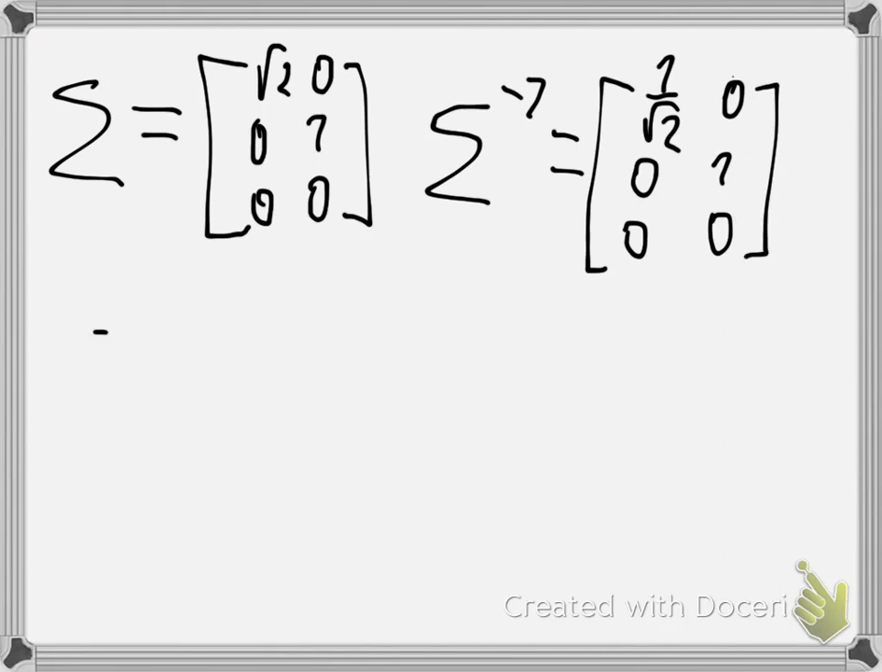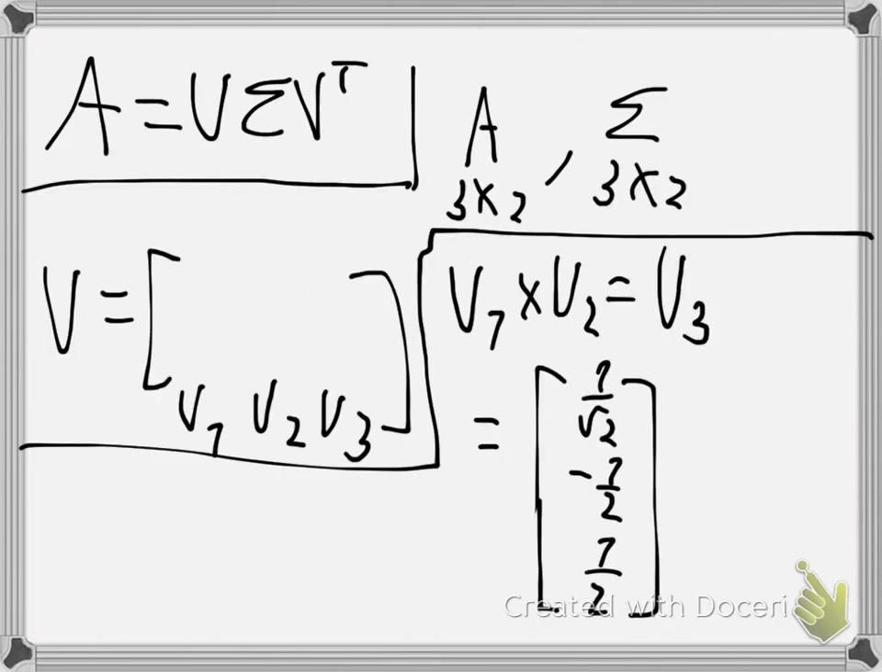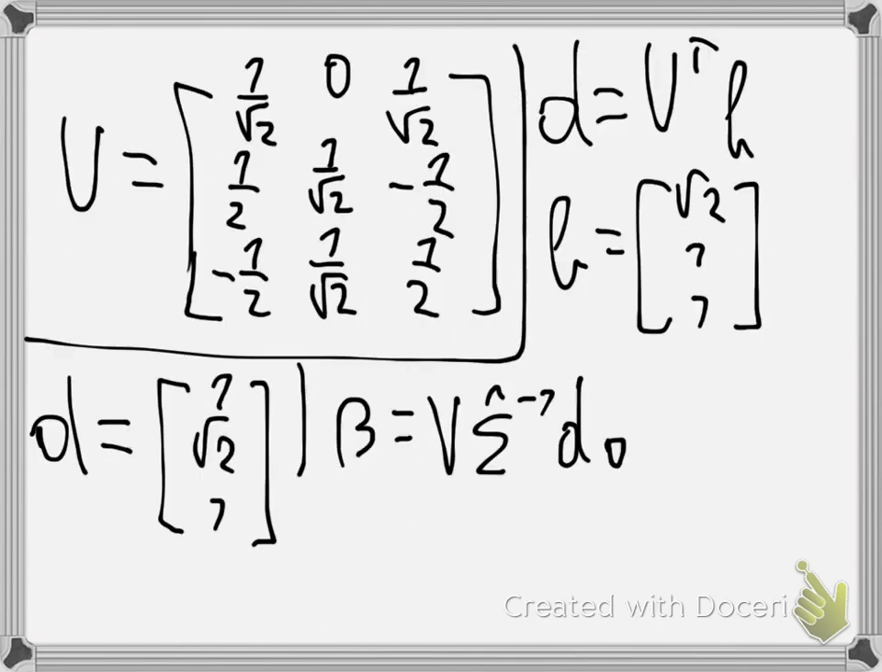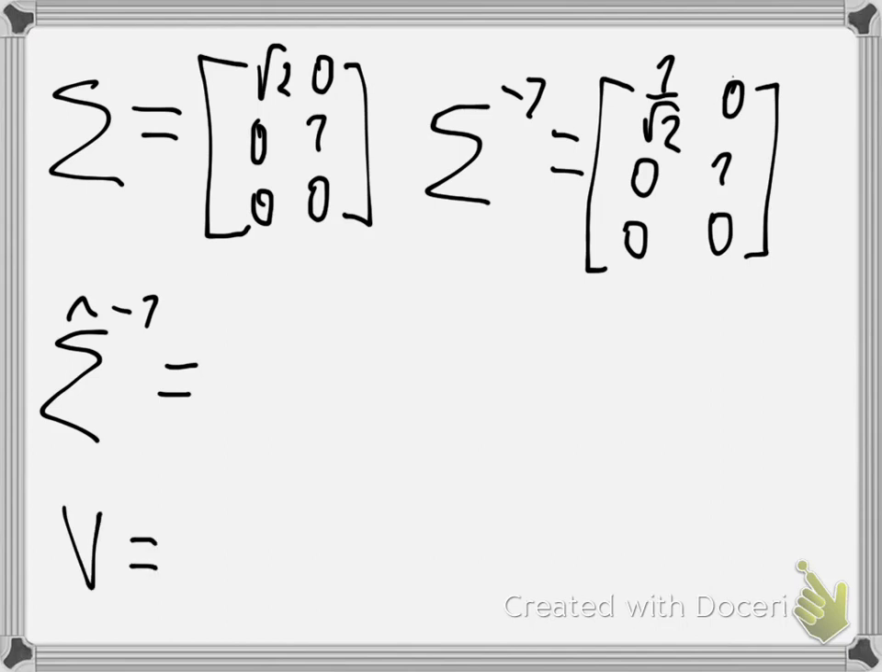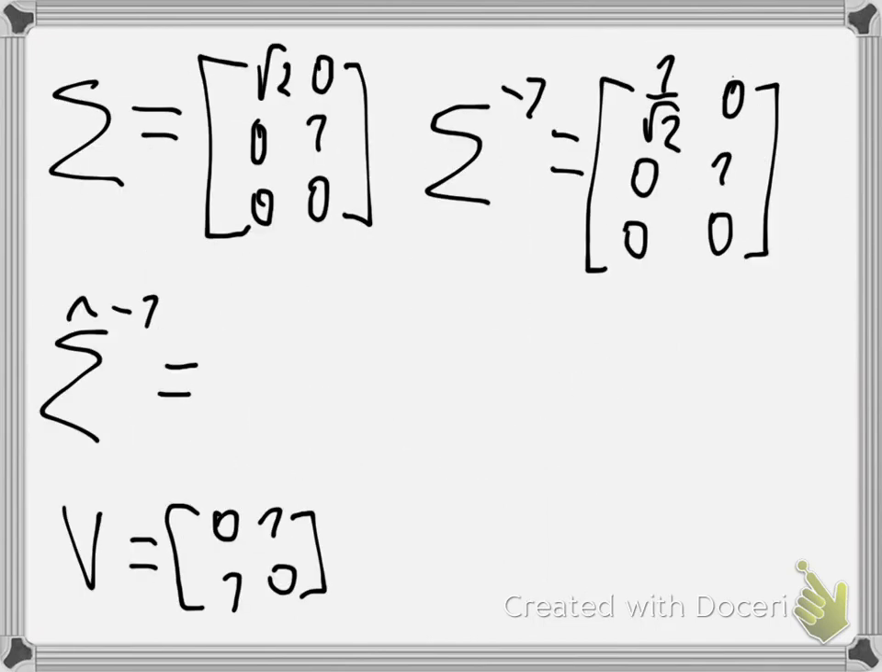And so the hat just means that you should be able to multiply it with V. V is 0, 1, 1, 0. So it's a 2 by 2 matrix, so it has 2 columns. But we need to multiply sigma with V, so sigma should have 2 rows to be able to multiply it with V. Okay? And so we can cut the last row.